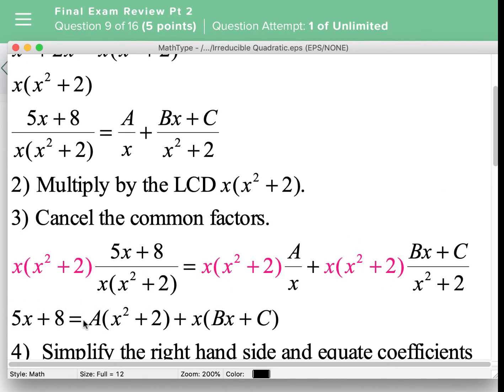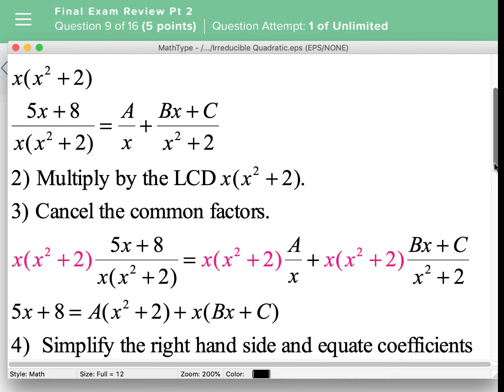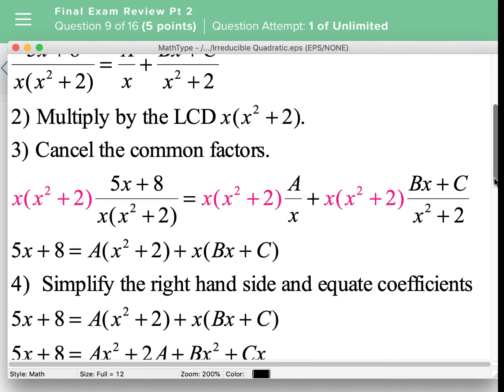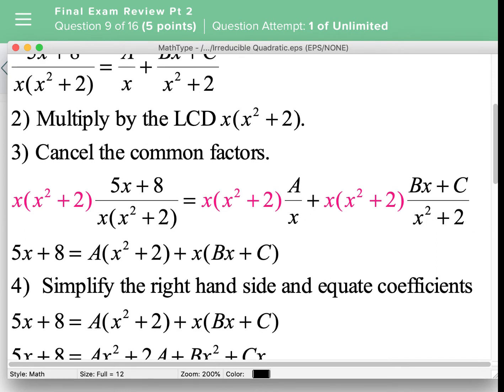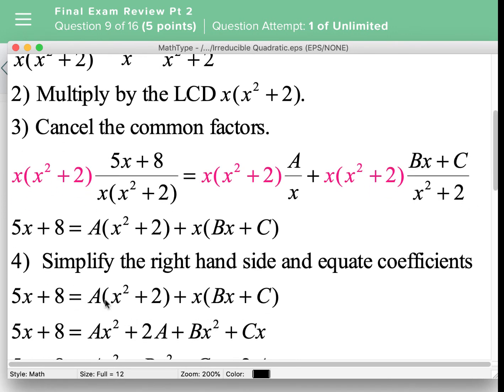So again, that denominator totally cancels out on the left-hand side, so it's gone: 5x plus 8. And then we have a times x squared plus 2, and then x times bx plus c. Again, remember to include those parentheses. As we multiply through by a and x, we'll have the following simplification. We have 5x plus 8 equals a times x squared plus 2, and then x times bx plus c, distributing. On the right, a times x squared gives us ax squared, a times 2 gives us 2a, x times bx gives us bx squared, x times c gives us cx.